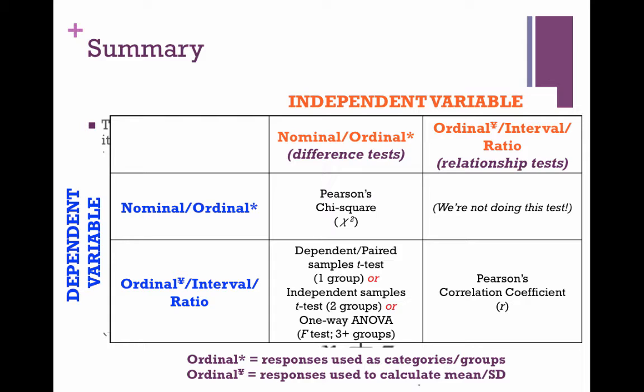And if we have 3 or more groups that we're trying to compare on some outcome that has a mean, we're then going to conduct a one-way ANOVA, which is an F-test. And then if we're looking at relationships between two variables, and those two variables have means, then we're going to conduct a Pearson's correlation coefficient.